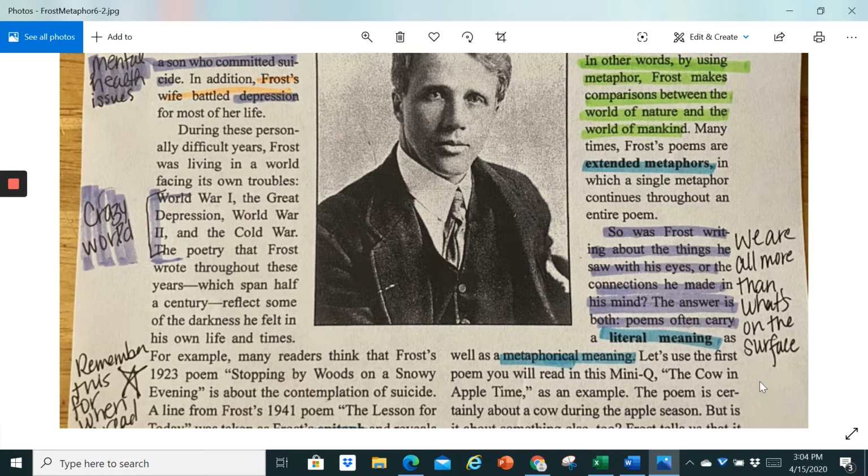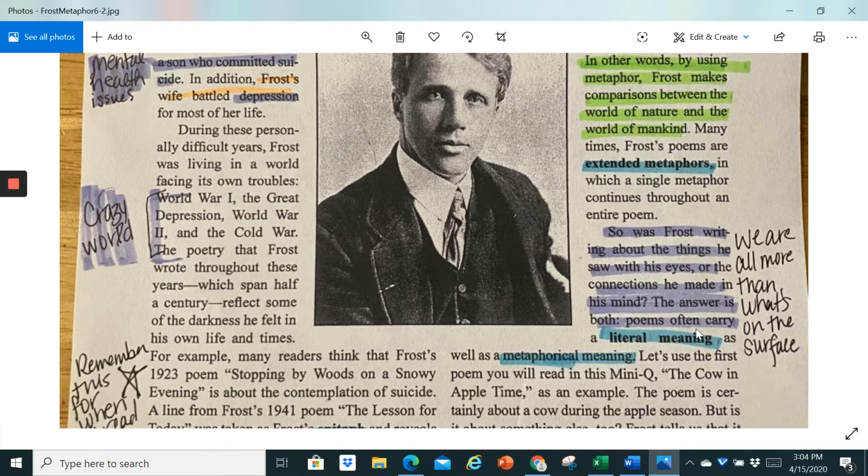Looking at somebody and judging that book by its cover, that's literal meaning. Metaphorical meaning goes deeper, and it looks at the things that have shaped us as people. But in written terms, we're looking at how he's using language to give us a deeper insight into what he's explaining, what he's thinking, what he's feeling. So Frost has that same desire that we do as people. He wants people to see him and to see his work as more than just what's on the surface.